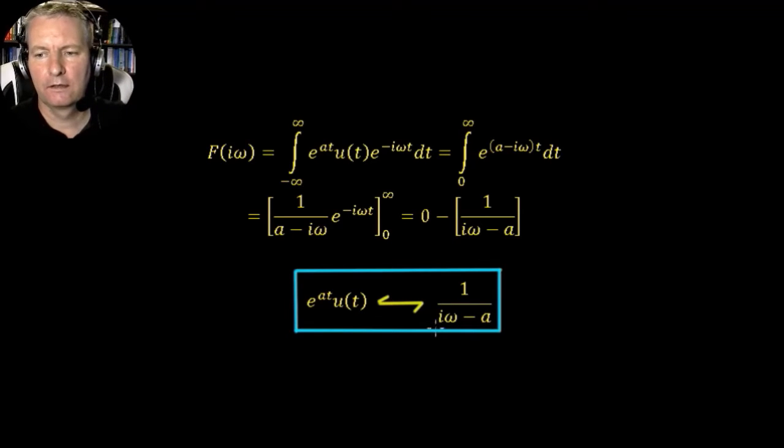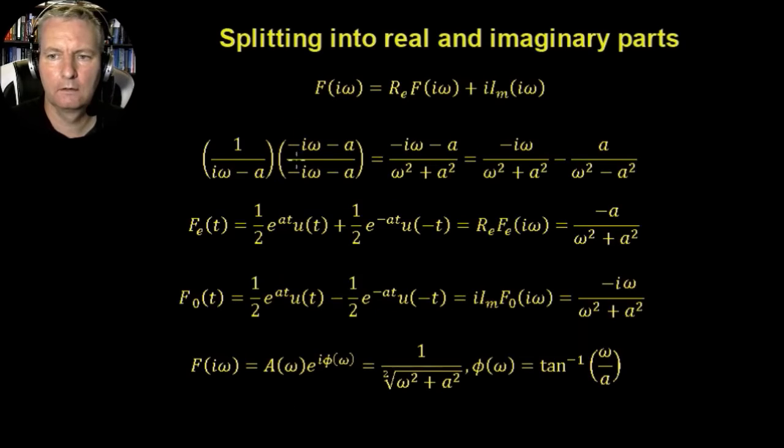This function here, 1 upon I omega minus a, is the function which we saw on the previous page, the strange shaped function which we looked at in terms of the real and the imaginary parts. We'll see it again in a minute anyway. What we're interested in doing now is splitting that function down into the real even parts and the imaginary odd parts. We'll go and do that in the next slide.